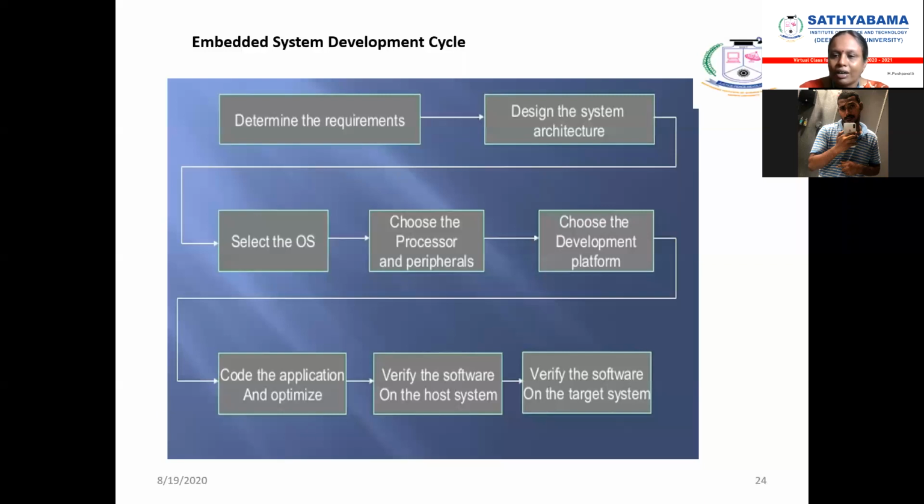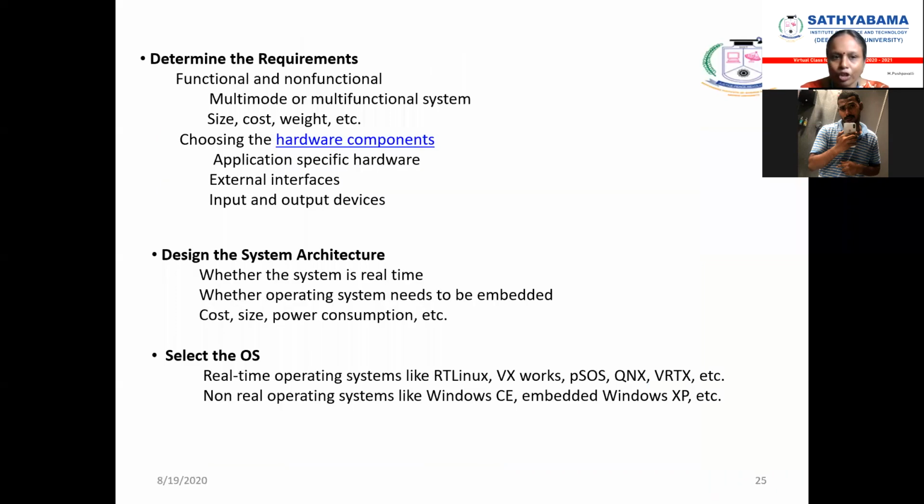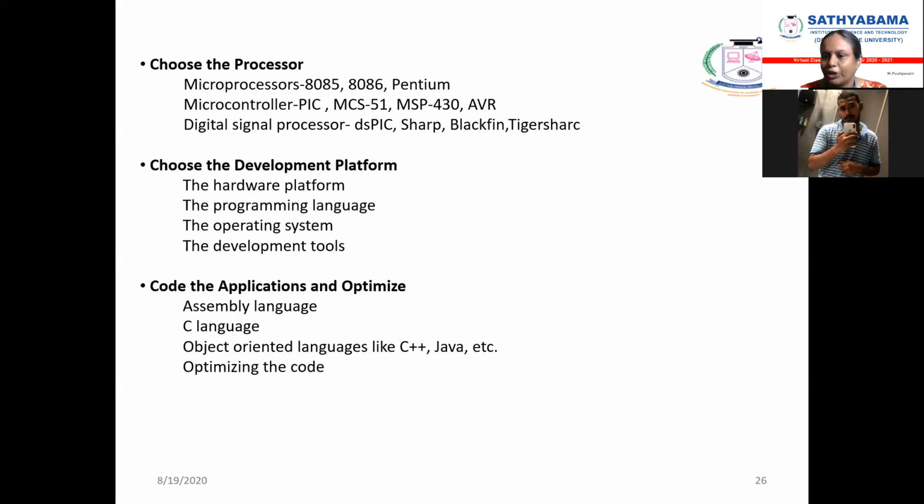Today our main target is to know the 8051 pin diagram and 8051 architecture. To know how we connect things, we will see a few examples, then move directly on to the architecture as well as the pin diagram. Whatever I said will be given: determine the requirement, determine the system architecture, select the OS, choose the processor. I told you a microprocessor, microcontroller, or digital signal processor can be used. Then choose the development platform. Then you use assembly language or C language. You all know a compiler and assembler will be there.